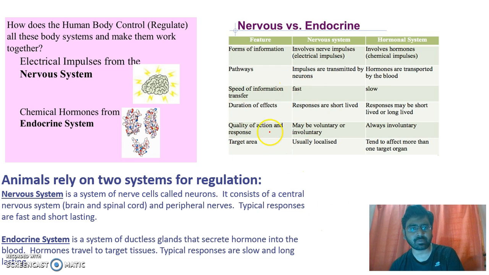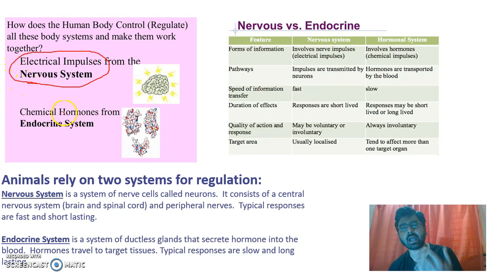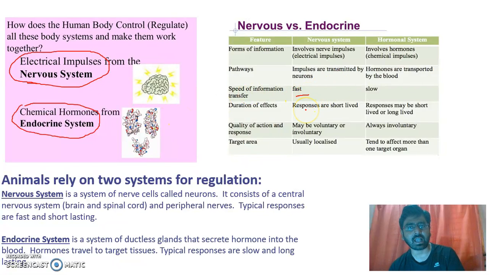The question might come: where lies the basic difference between having these two different systems? The nervous system depends on electrical impulses, that is the sodium ion and potassium ion exchange through the synapses, which helps the impulses to be propagated through the nerves. The endocrinological system relies on chemicals called hormones. So the basic difference is that the speed of information transfer is high in the nervous system in comparison to the endocrinological system.